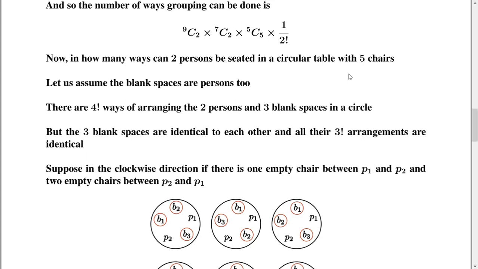But now we have only 2, so there are 3 blank spaces, and that makes the problem complicated. So what we'll first do is assume that the 3 blank spaces are actually 3 imaginary people. We'll call them B1, B2 and B3. So that would give us 5 people, and therefore there are 4 factorial ways of arranging them around the table with 5 spaces.